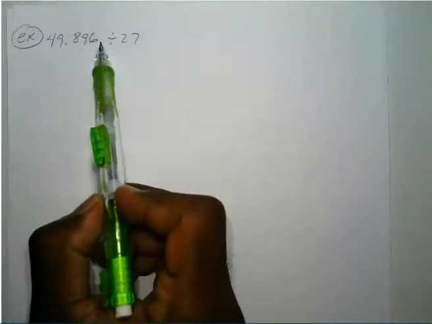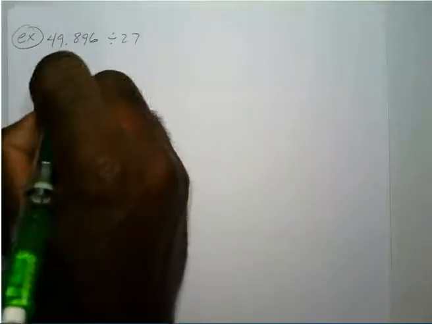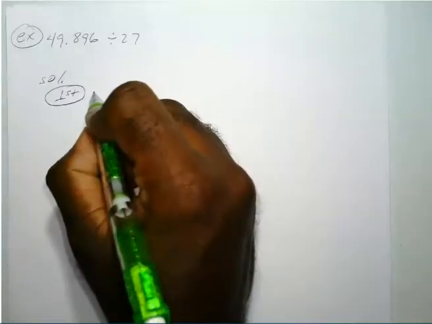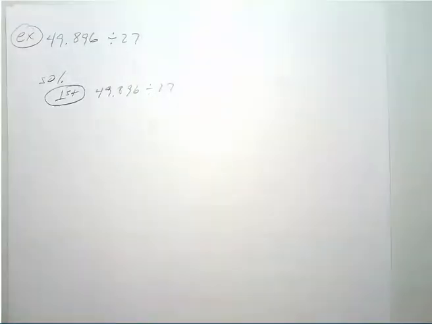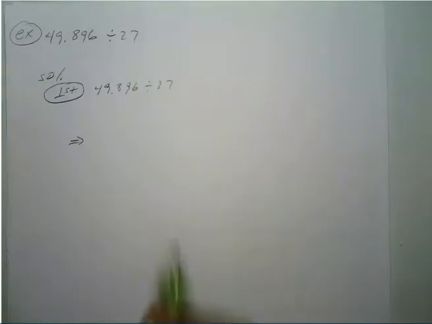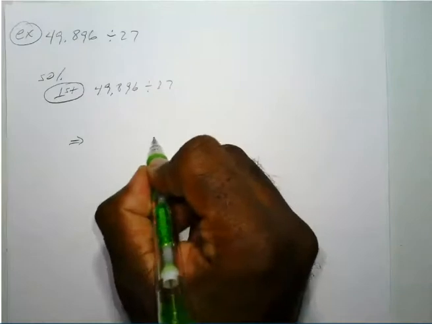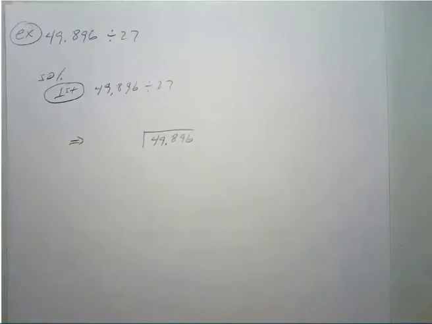So we have 49.896 divided by 27. We're going to go ahead and divide that. Remember your first step. 49.896 divided by 27. We're going to rewrite that underneath it. So this will be, remember, 49.896 divided by 27.